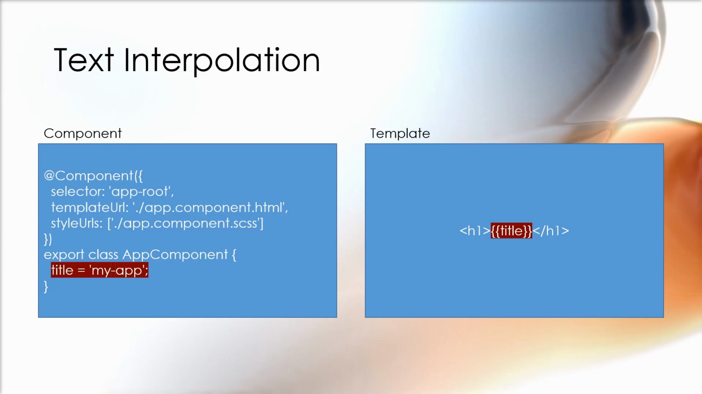It can easily be achieved through a particular syntax. We have to enclose that variable within two pair of curly braces, and the present value of our variable will be displayed to the HTML. You can observe that the data is going from the component file to the template, so this is an example of one-way binding.